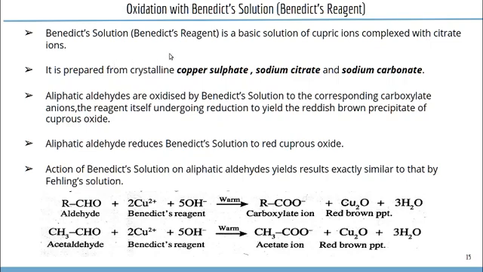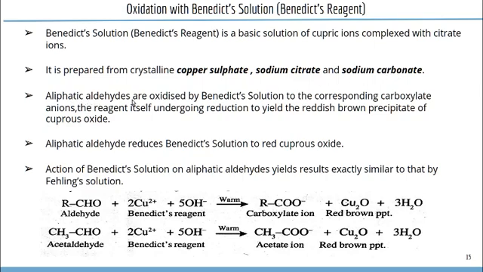So Benedict's solution contains cupric ions and citrate ions. It is prepared from crystalline copper sulfate, sodium citrate and sodium carbonate. In the case of Fehling's solution, we have copper sulfate and sodium potassium tartrate solution. Here we have a copper sulfate, sodium citrate and sodium carbonate solution mixture.